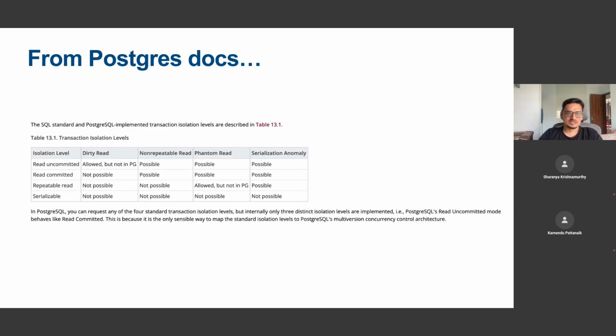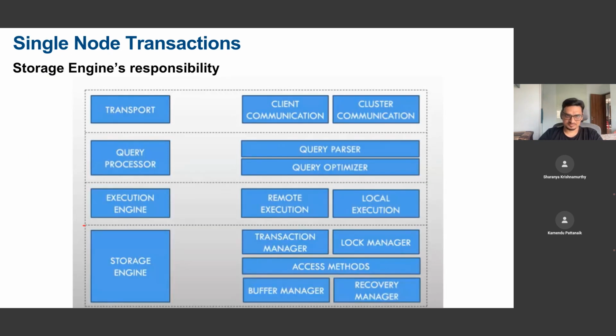So, sorry, coming back to this: it is a snapshot from the Postgres documentation. There are 4 isolation levels, and then all these anomalies. It very clearly says that although there are 4 levels, Postgres internally only has 3 implementations, and that is because of the way they implement the multi-version concurrency control architecture. So what you read first is not exactly true if you go internally. There are a lot of such cases.